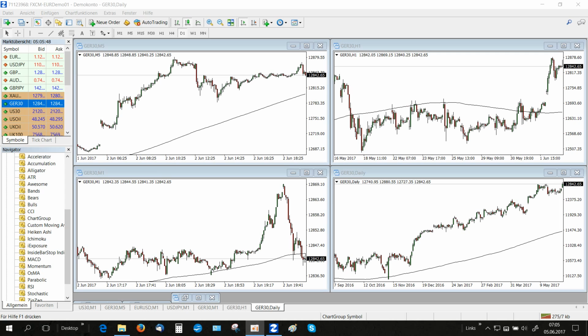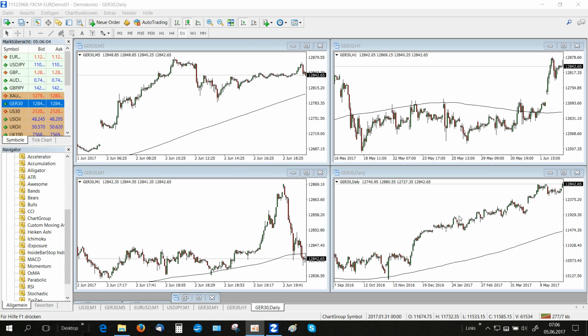frame. This is a feature that is also available on other professional trading platforms and helps us to quickly analyze our markets on multiple time frames. So let's see how it works.